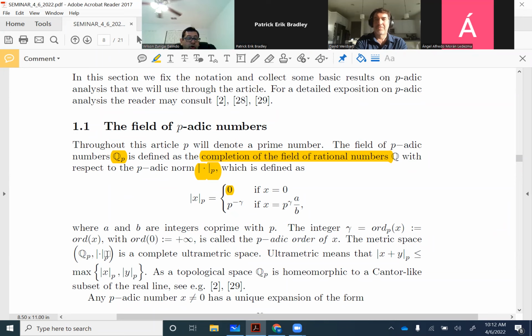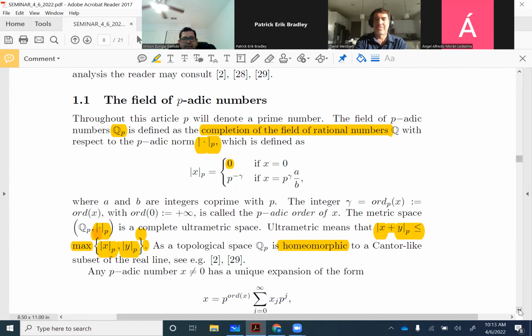Now, Q_p, of course, this norm induces a distance, and then Q_p is a metric space. Indeed, Q_p is a complete ultrametric space. Ultrametric means that the norm satisfies this inequality. This inequality is stronger than the classical triangle inequality. Q_p is a fractal. More precisely, as a topological space, Q_p is homeomorphic to a Cantor-like subset of the real line R.